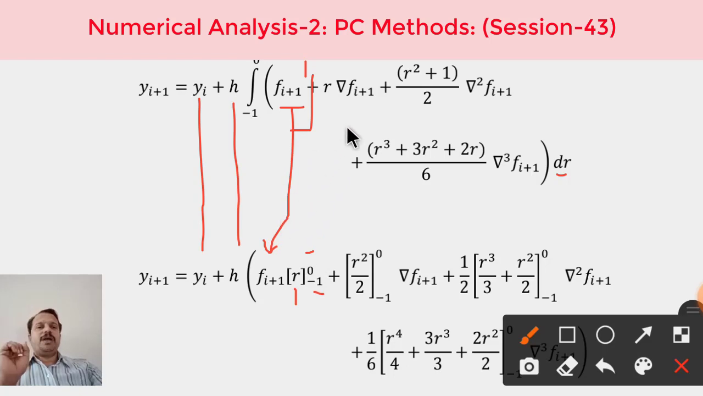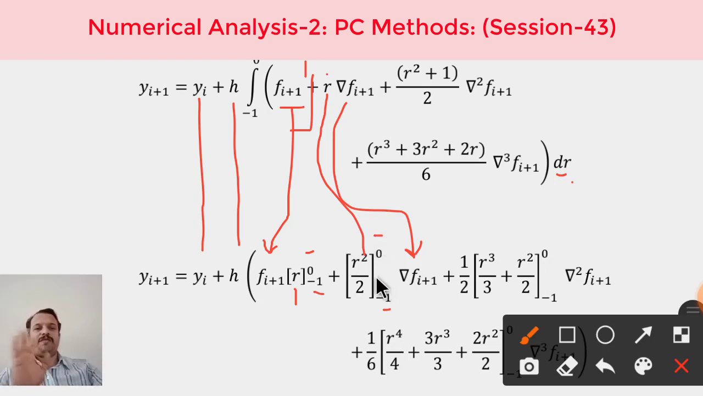This is over. Now look at this. Here del fi plus 1 is a constant. Keep it as it is. Now integration of r with respect to r is r square by 2. The lower limit is -1, upper limit is 0. So this is over. The second term finished.